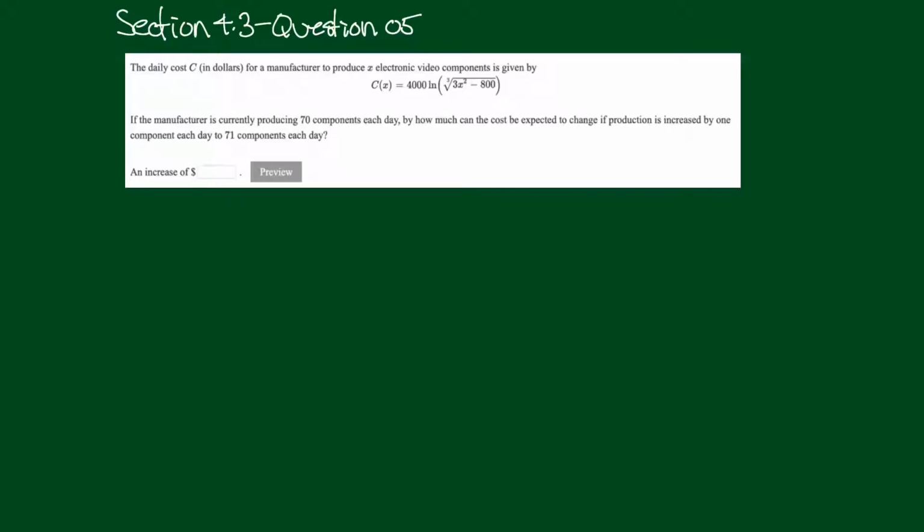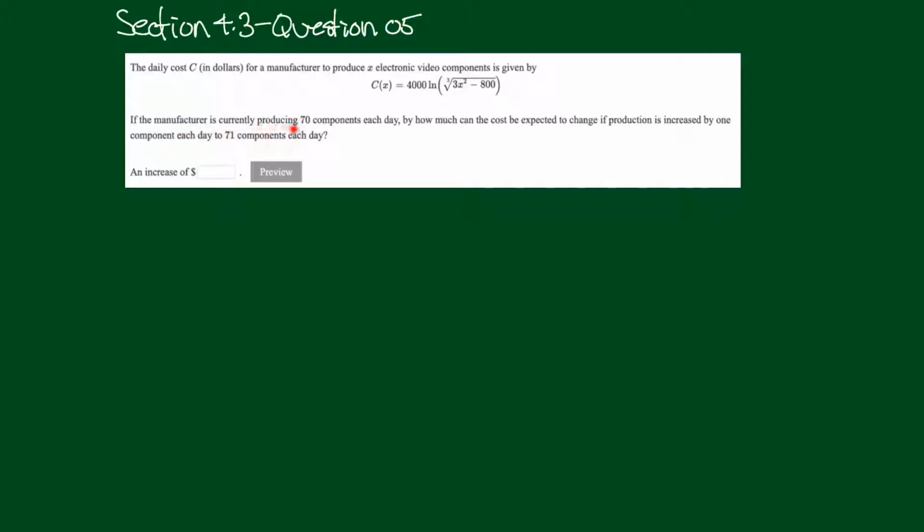Look what we have going on here in problem 5. We've got that the daily cost, C, in dollars, for a manufacturer to produce x number of electronic video components is given by this function here. So the cost depends on the number of components that is made, and it looks like a logarithm function.